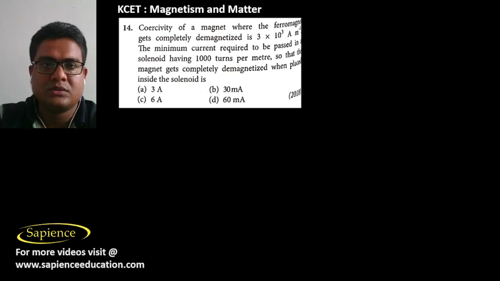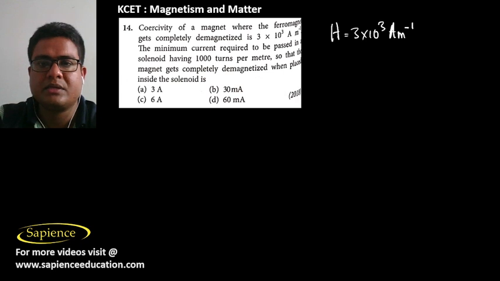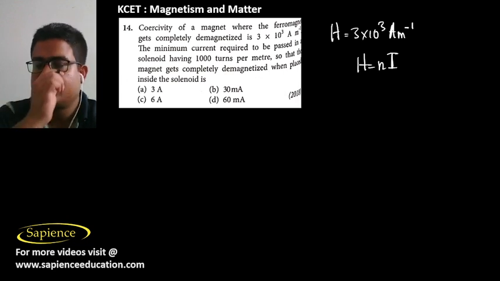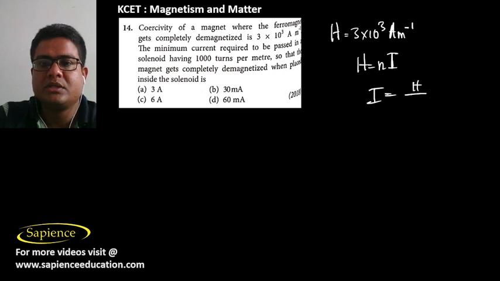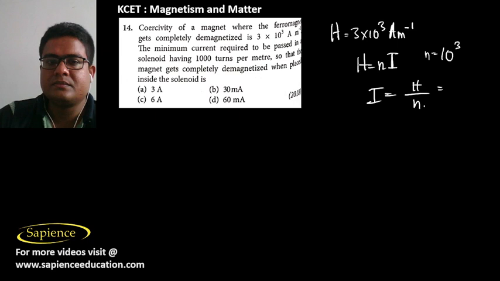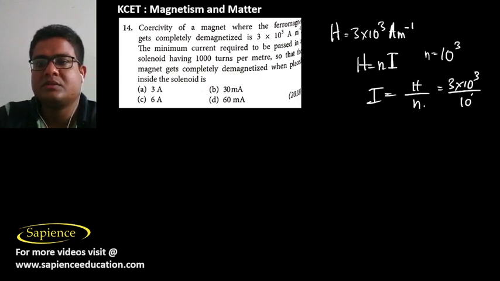Then in question number 14, it is told the permeability of a magnet where the ferromagnet gets completely demagnetized is 3 into 10 power 3 ampere per meter, which is the H, called the magnetic intensity. The minimum current required to be passed in the solenoid having 1000 turns per meter so that the magnet gets completely demagnetized when placed inside the solenoid is, so H will be equal to N into I. So this I is called the magnetizing current. So I will be H by N. N is 1000 turns, so 10 power 3. So this will be 3 into 10 power 3 divided by 10 power 3, so this is 3 ampere. Option A is the correct answer.